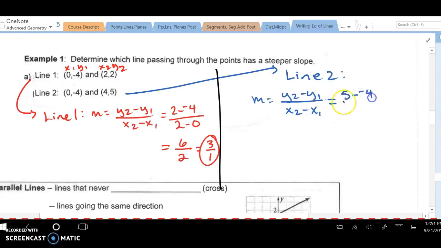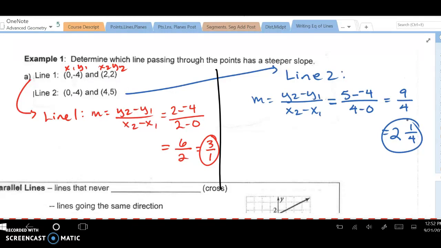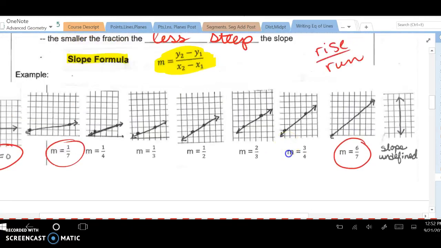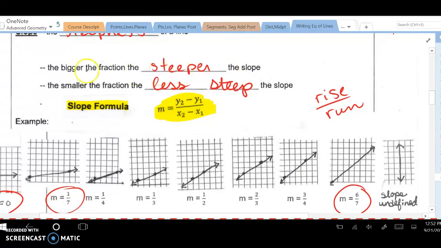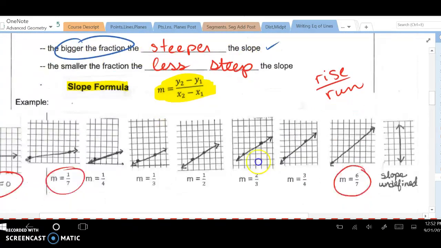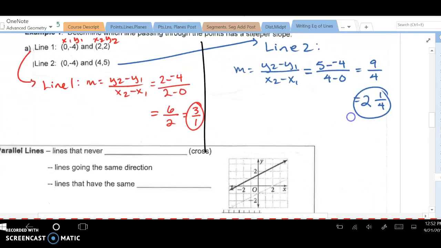5 minus the negative 4 over 4 minus 0 would be 9/4. Or as a proper fraction, 4 goes into 9 2 times with 1 left over, so it'd be 2 1/4. All right, so who has the steeper slope? How do we know? I didn't graph it. Is there a way to tell without graphing it? Well, we said back on the first page, the one with the bigger fraction is steeper. So which one is the bigger number? 3 over 1, or 3, would be bigger than 2 1/4. So line 1 is steeper.